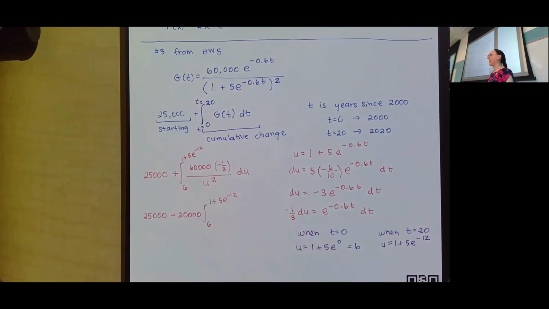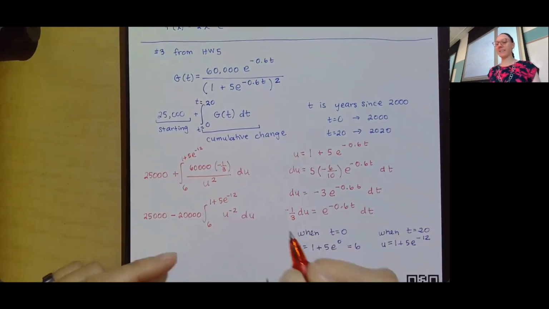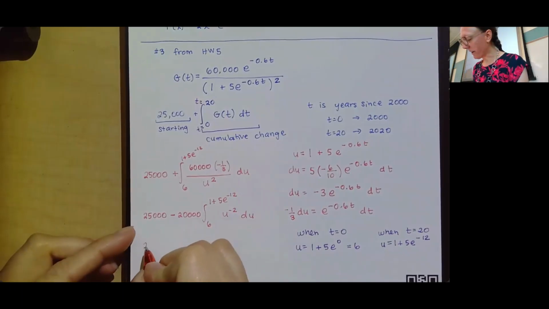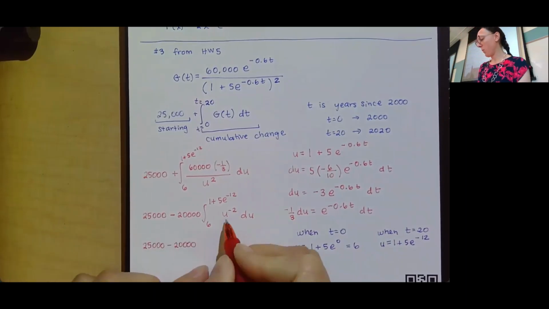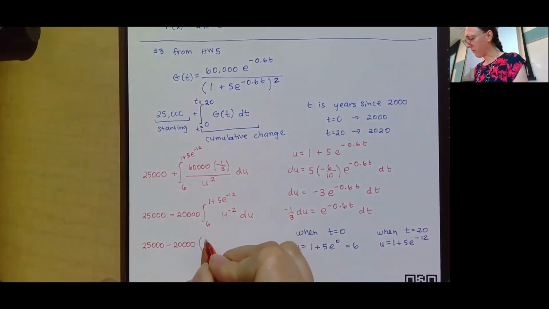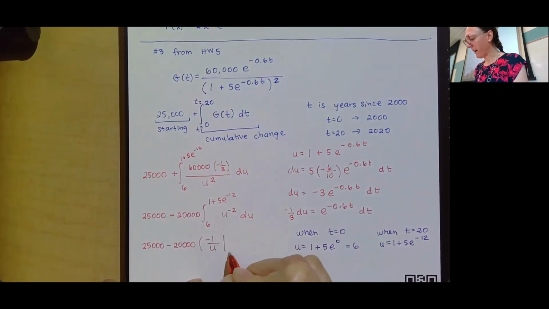Now 1 over u squared, that antiderivative is not natural log. Because 1 over u squared is the same as u to the negative 2. And we can take that antiderivative by adding 1 to the exponent and dividing by the new exponent. So I've got 25,000 minus 20,000. When I take that antiderivative, I'm going to get negative 1 over u. And we're evaluating that from 6 to 1 plus 5e to the negative 12th.